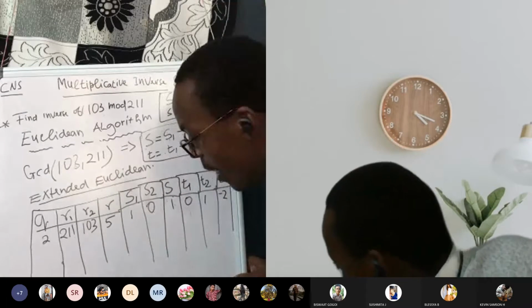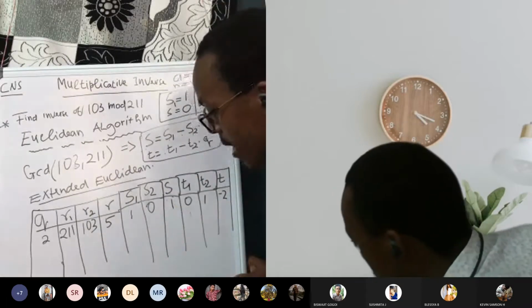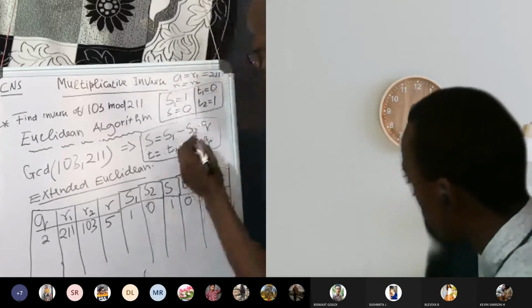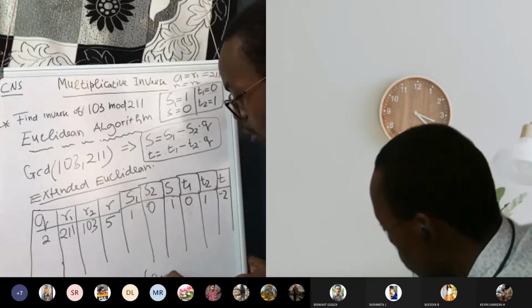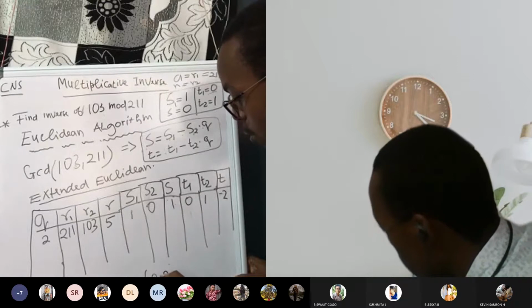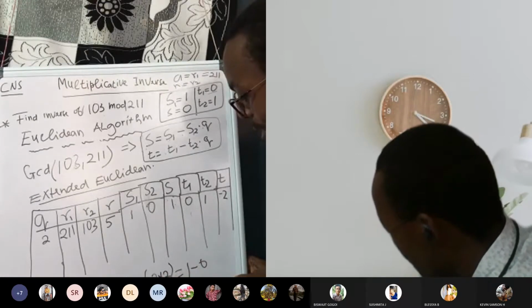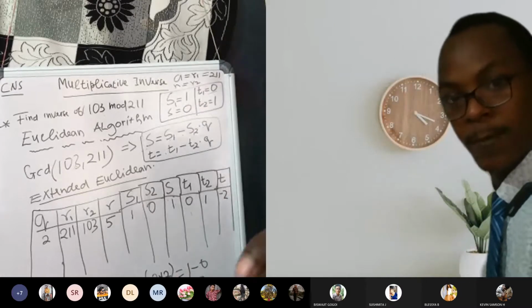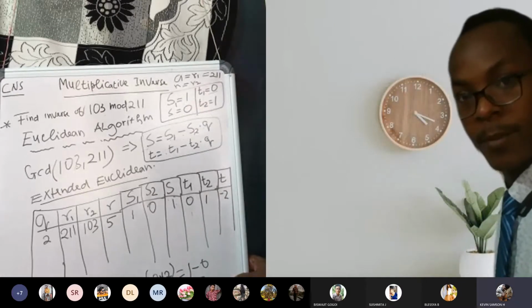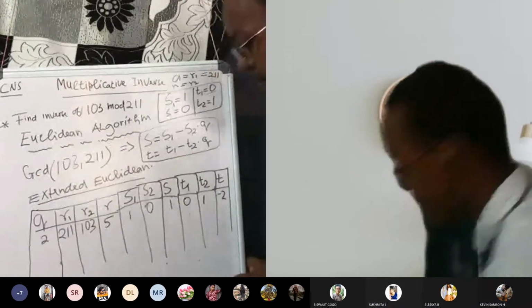How? Because the value of S is equal to S1 minus Q into S2, S2 is equal to 0 into 2. Multiply 2. So this is equal to 1 minus 0. This is equal to what? 1. Is it correct now? Yes, sir. Okay, good.